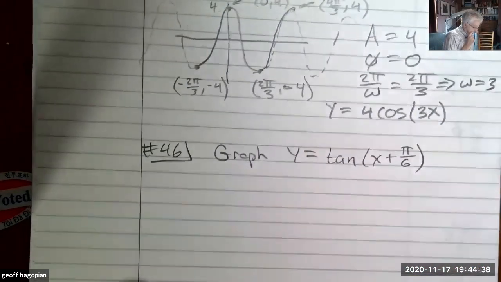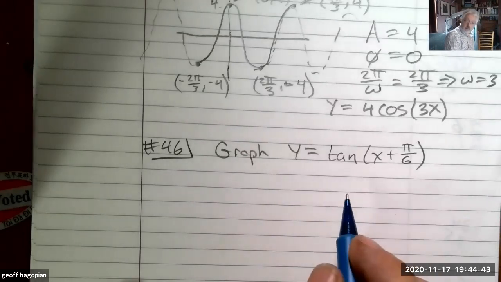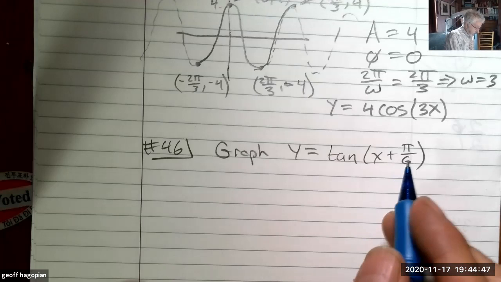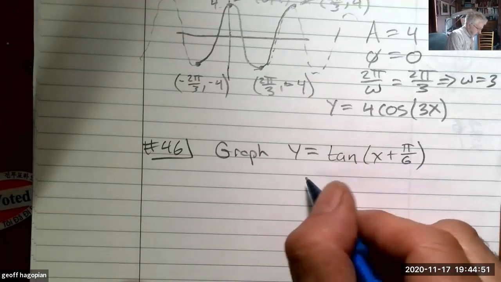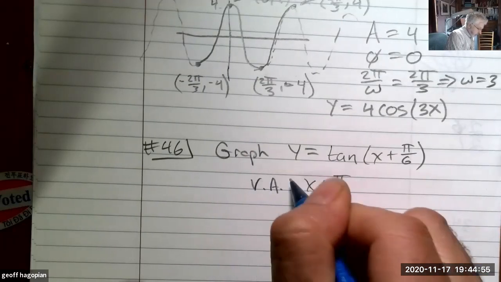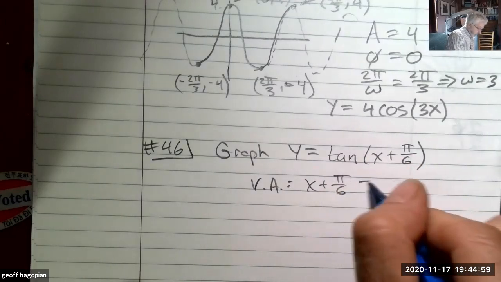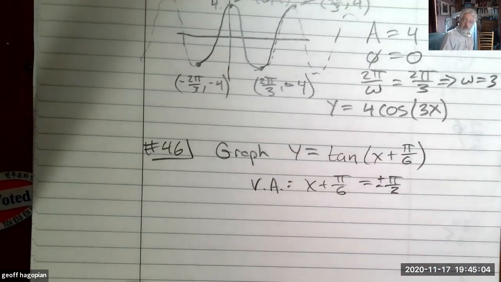Great. And so this is just a horizontal shift of the tangent function. So if the input to the tangent function is negative pi over 2, then we have a vertical asymptote. So I'm going to say, look, I want the input, which is x plus pi over 6, to be plus or minus pi over 2. Those are going to be the vertical asymptotes.